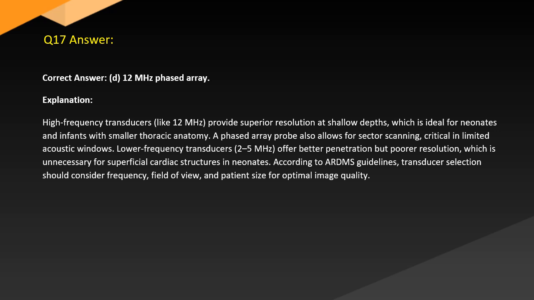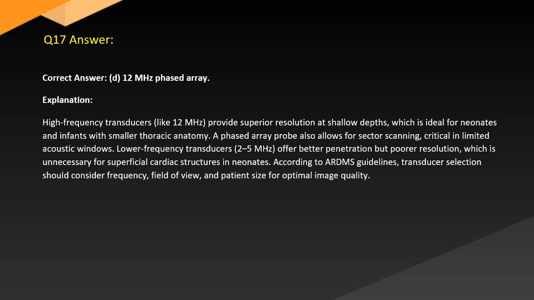Answer. Correct answer: D. 12 MHz phased array. Explanation: high-frequency transducers like 12 MHz provide superior resolution at shallow depths, which is ideal for neonates and infants with smaller thoracic anatomy. A phased array probe also allows for sector scanning, critical in limited acoustic windows. Low-frequency transducers like 2.5 MHz offer better penetration but poorer resolution, which is unnecessary for superficial cardiac structures in neonates.